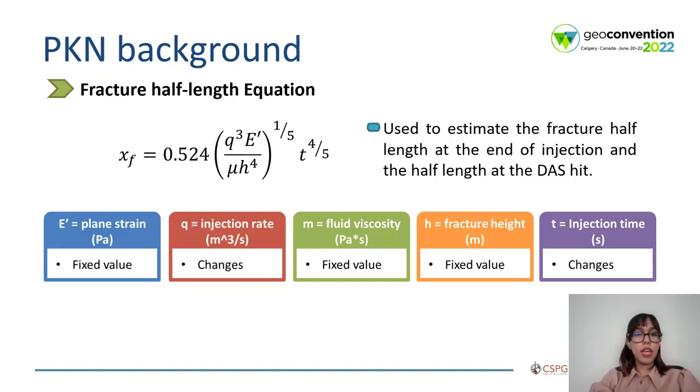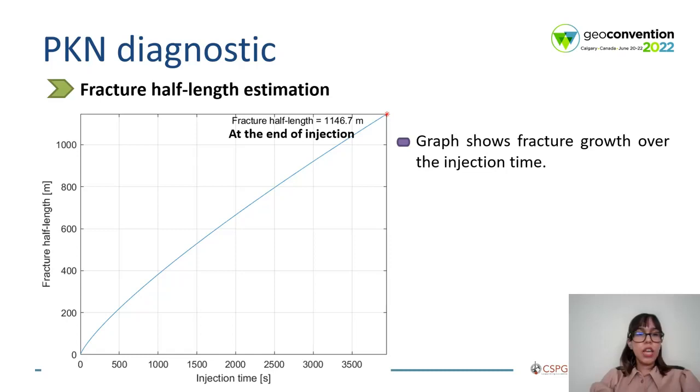This is the formula of the Perkins model to calculate the fracture half length, and the parameters for this model are plane strain modulus, injection rate, fluid viscosity, fracture height, and injection time. Some of these parameters are fixed values and don't change in all analyses, while others change depending on the stage. The Perkins model was programmed to first estimate the fracture half length at the end of the injection based on the injection time and parameters.